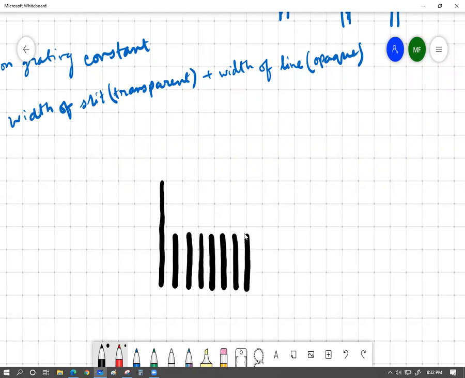Okay, let's say this is the situation. Now if I say that there are 8 lines per millimeter, in that case kids try to understand this thing. How much should 1 millimeter be?